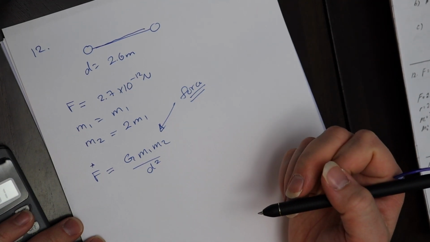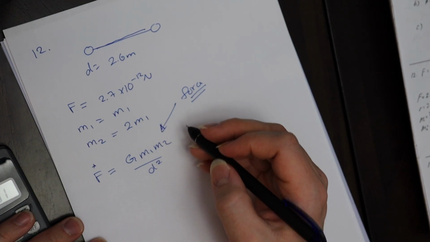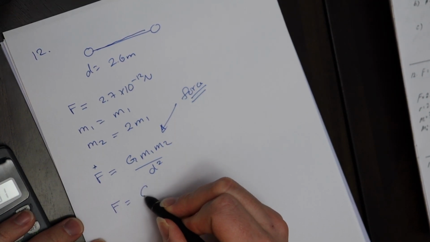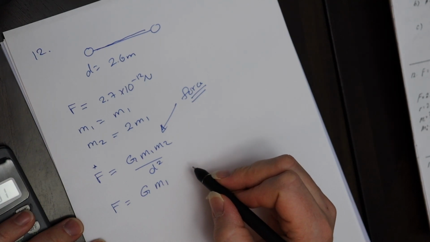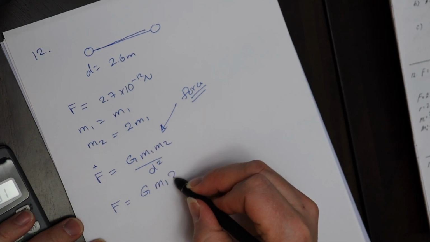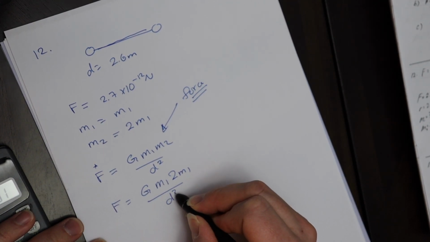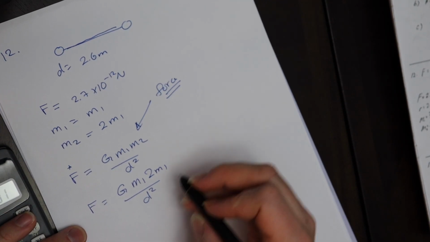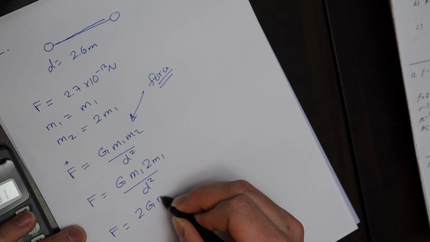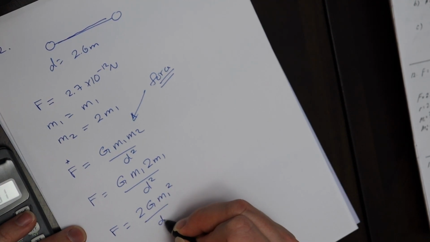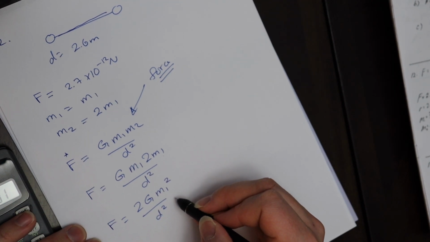We're trying to find masses. So this is our generic formula. In this question though, we want to change it so there's only one variable. So force is G M1, and then M2 is 2 times M1. That's specific to this formula. So how can I simplify this? Well, force is 2G M1 squared divided by D squared. M1 times M1 just gives me M1 squared.